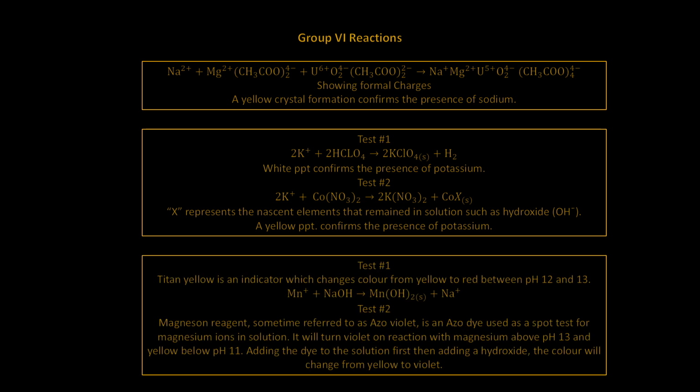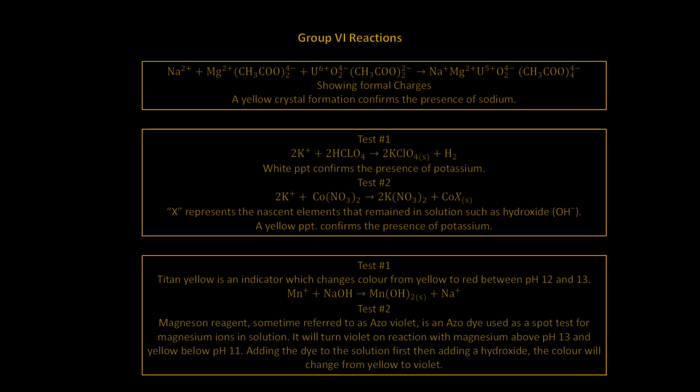There are two tests used to confirm the presence of manganese. The first test uses Titan yellow as an indicator. It is introduced before the addition of a hydroxide. Sodium hydroxide is used as the reactant. Between pH 12 and 13, it will change color from yellow to red. The red color confirms the presence of manganese.